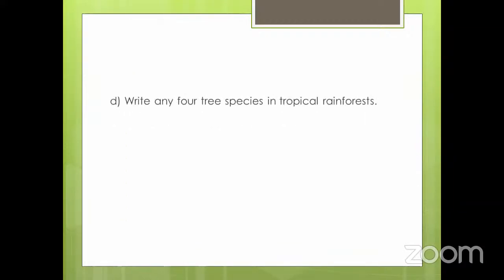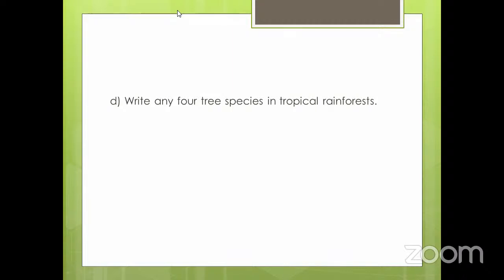And the next question is there. Write down 4 tree species in tropical rainforest. We say in tropical rainforest, you'll find that the trees are of different what? Species. And even when we watched the video, some of these species were talked about. So may I have someone to tell us some of these tree species?